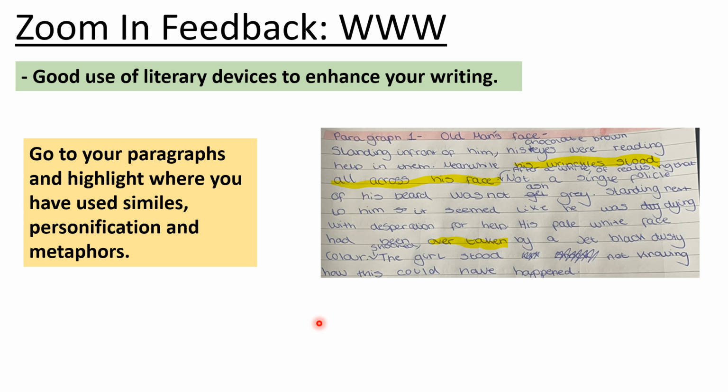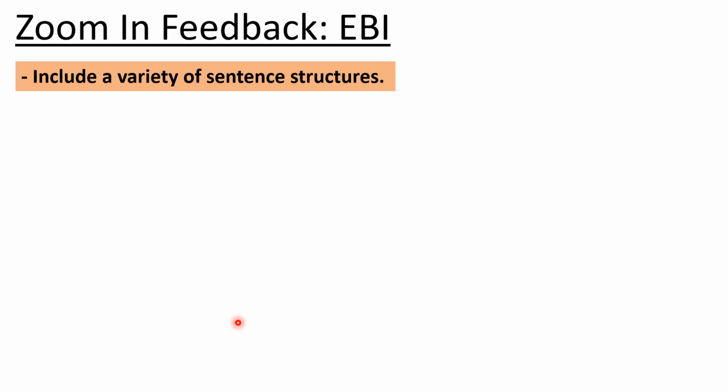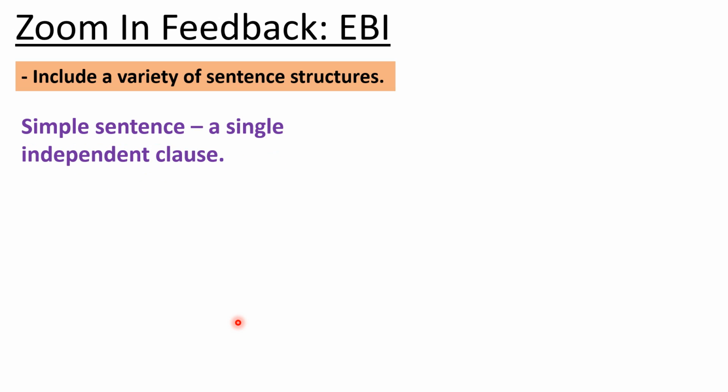Okay, if you're back, that means you should have highlighted wherever you've used any of the literary devices on screen. Now, we can focus on our improvements. How can we get better? So, one of the main EBIs is to include a variety of sentence structures. We have looked at this if I taught you in Year 7, but it's important that we recap. So, these are the sentence types that we have.